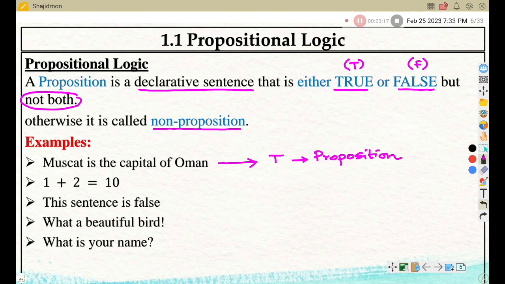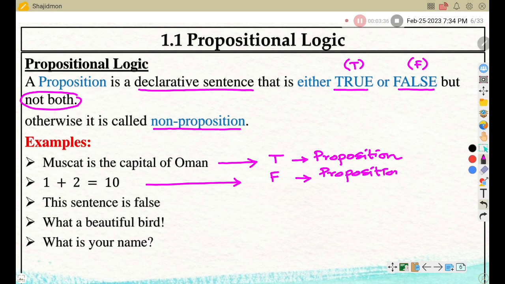Now the second one: 1 plus 2 equal to 10. Actually it is a false statement because 1 plus 2 means 3, and 3 is never equal to 10, correct? So it is a false statement. A false statement we also call a proposition, correct?